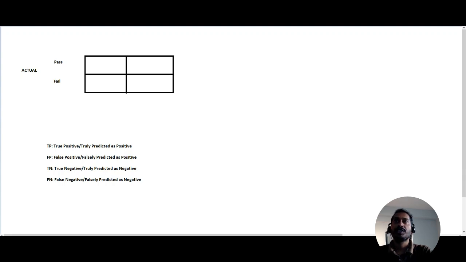Today we'll talk about the confusion matrix, which is confusing for many data scientists as well as machine learning engineers and AI engineers. So here basically we'll talk about how to make the confusion matrix, and if a confusion matrix is available, how to properly read that.